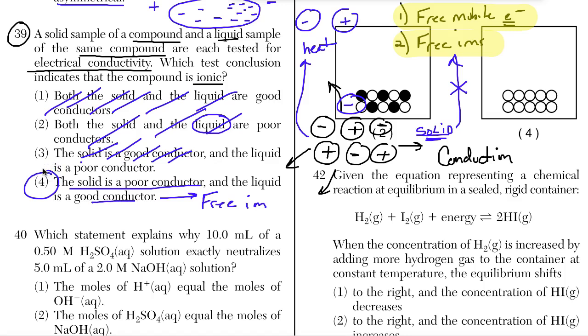And I'm really going over these questions, so you can see this in part 2. They can say to you, explain why the liquid is a good conductor for an ionic compound while a solid is not. And you would say the liquid has free mobile ions, and that'd be the key to the problem. 39 is 4. On to 40.